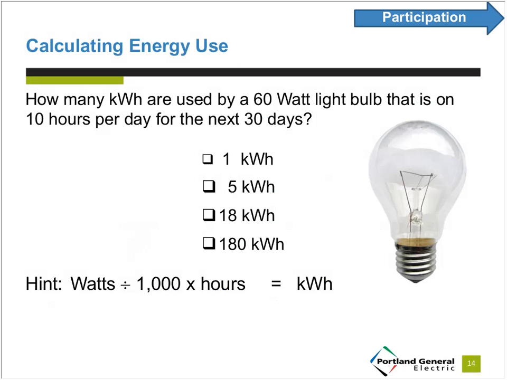So let's use those tools that Beth mentioned at the beginning of this webinar to make your mark on the correct answer to the question on this slide. How many kilowatt hours are used by a 60-watt light bulb that is on 10 hours a day for the next 30 days? So this is a pretty typical example of trying to calculate the kilowatt hour usage for a month for a particular piece of equipment.